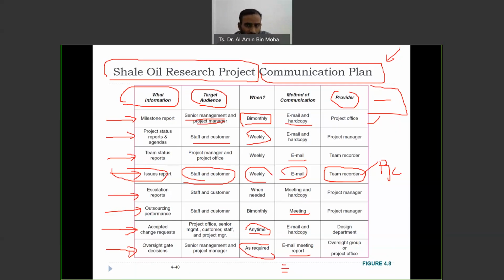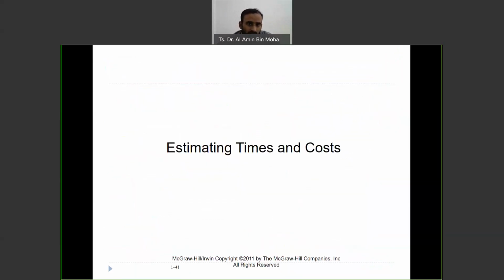So next is estimating the times and costs. This is another part, and I think it's a very important part as well. So we're going to continue this.